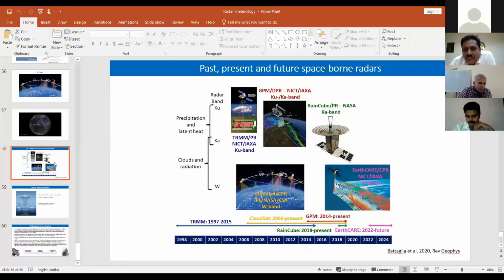These things evolved after consultation with all the countries, and some people are taking the lead in that. And of course, these are not all Indian satellites. TRMM and GPM are Indo-US satellites, and RainCube is a completely US satellite. EarthCARE is a European satellite. Okay, sir.